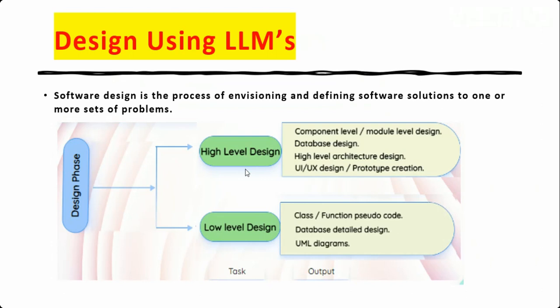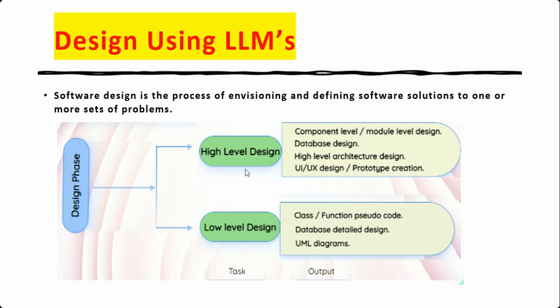And coming to the next phase of the software development life cycle, which is designing. Up to now we have the basic requirements. Now the designing, how it should look, based on the high level design: the components and models, the high level architecture, UI and UX design, and prototype creation, everything comes under high level design. Coming to low level design, it covers the inner functions, classes and pseudo classes, database details, and UML diagrams. So everything comes in low level designing.